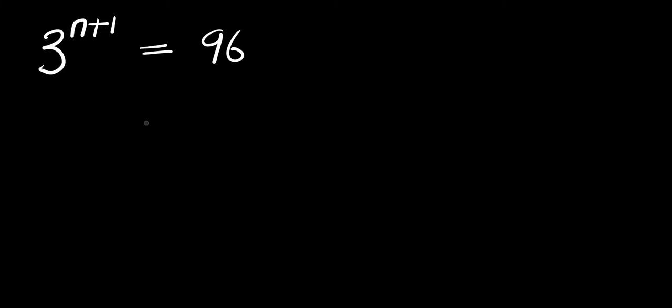Hello, how to solve this exponential problem? This is 3 power n plus 1 equals 96, solving for values of n that satisfy this equation. So you have a power x plus y. This equals a power x times a power y.